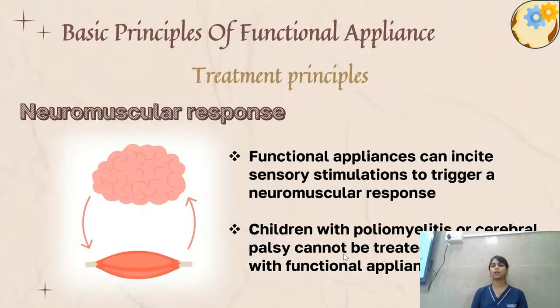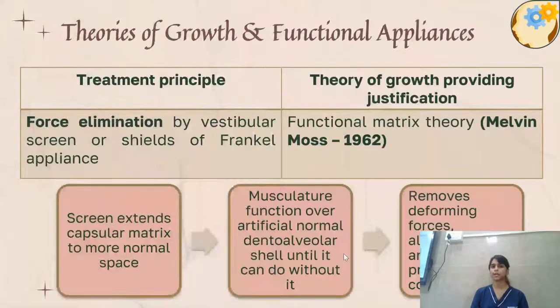After discussing the two major principles, let's discuss the third principle, that is the neuromuscular response. Functional appliances can incite sensory stimulations to trigger a neuromuscular response. It is important to note that children with poliomyelitis or cerebral palsy cannot be treated successfully with functional appliance therapy, because they cannot trigger the neuromuscular response that is required. Now let's talk about the various theories of growth and their correlation with different principles of functional appliances.